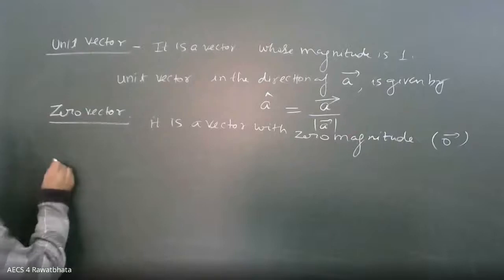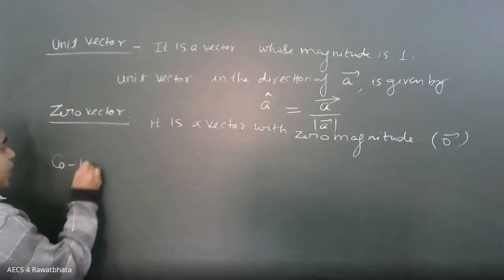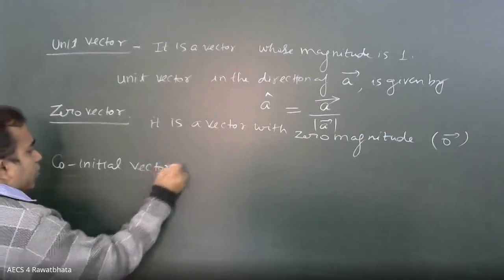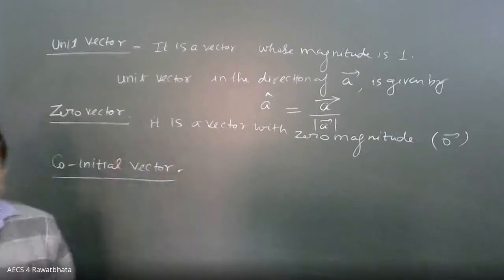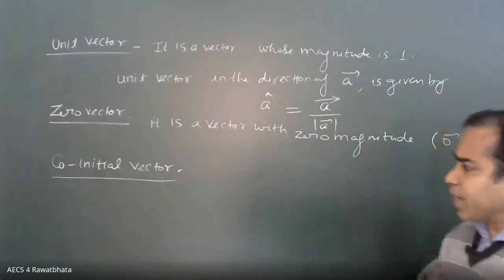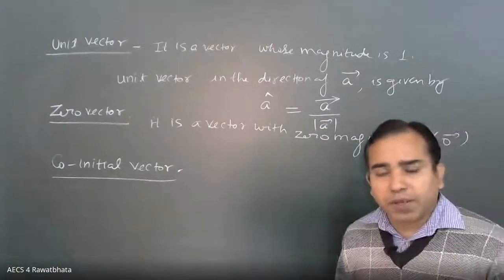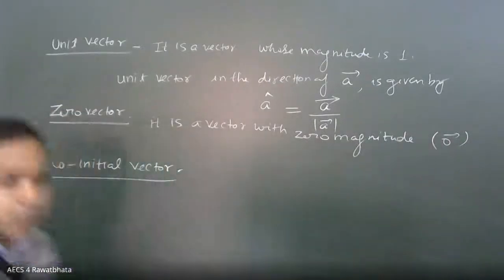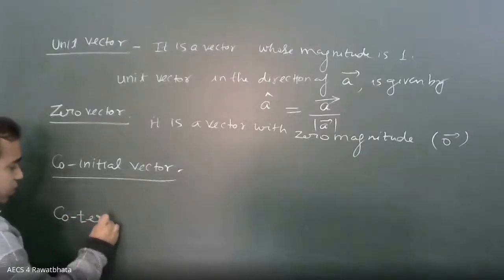Okay. Then next is co-initial vectors. Can you make a guess? Abhishek or Sajbin? Sajbin Parveen has joined. Can you make a guess what co-initial vectors would be? Anyone? And similarly one more, co-terminus vectors.